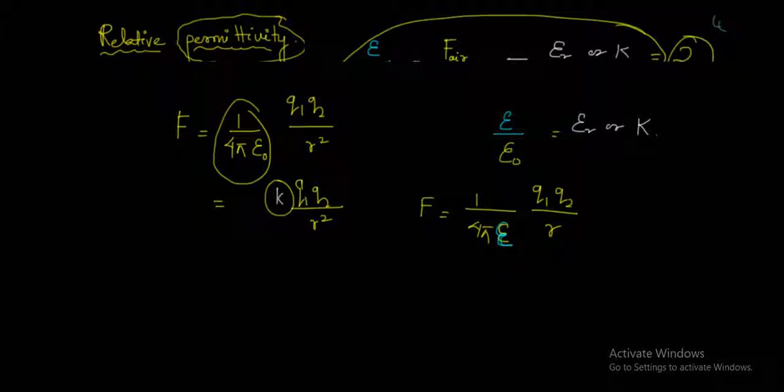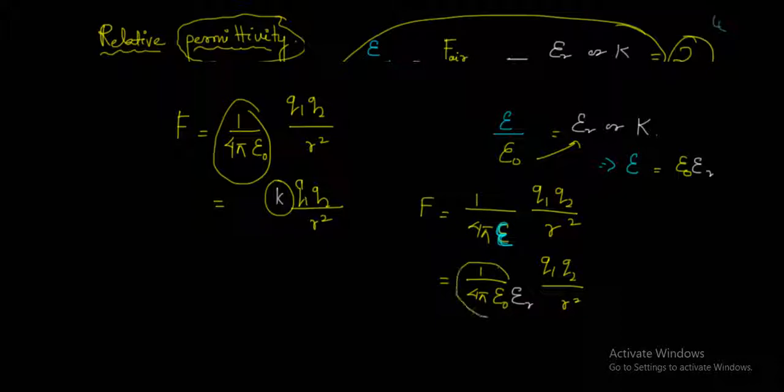I can further rewrite it as 1 by 4 pi times epsilon. If you cross multiply, epsilon equals epsilon naught into epsilon r. So F equals 1 by 4 pi epsilon naught into epsilon r, times q1 q2 by r square. Here the small k is 1 by 4 pi epsilon naught, and in a medium it becomes 1 by 4 pi epsilon naught epsilon r.